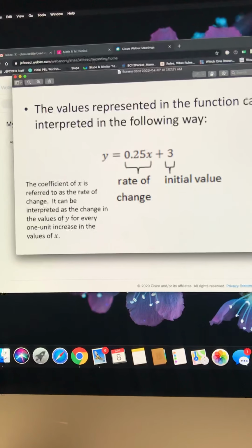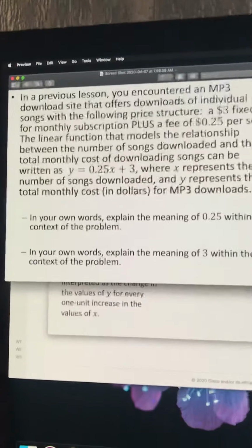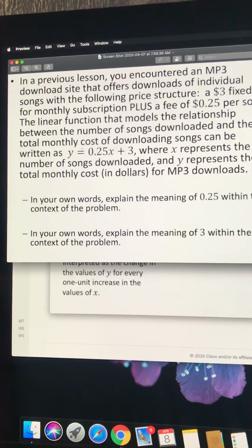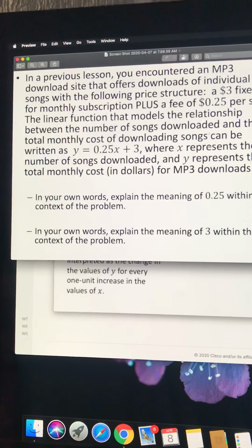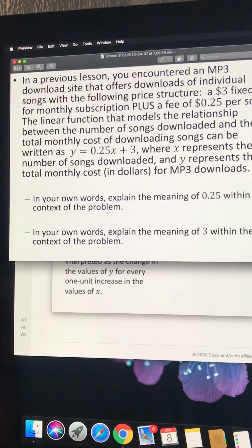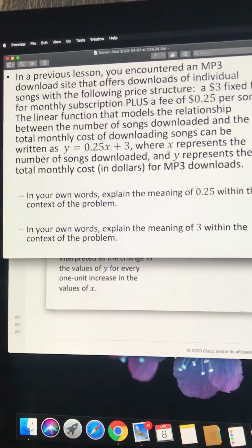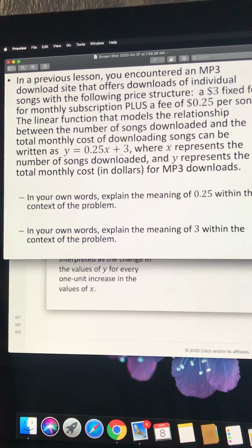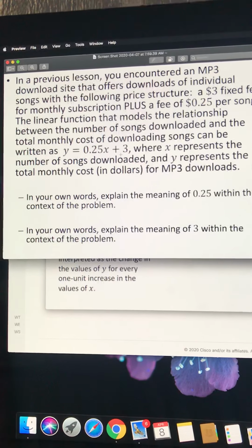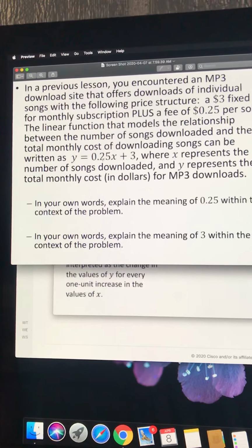So looking at another example, this is the example we went over yesterday in the live. Here in this equation, if we're reading up here, x is the number of songs you download and y is the total monthly cost. So this $3 is a $3 fee for joining an MP3 download site. So it's $3 a month plus 25 cents per song that you download.